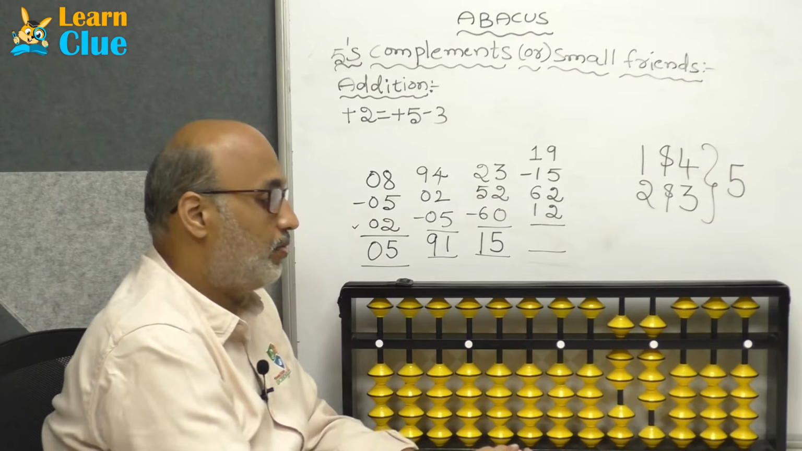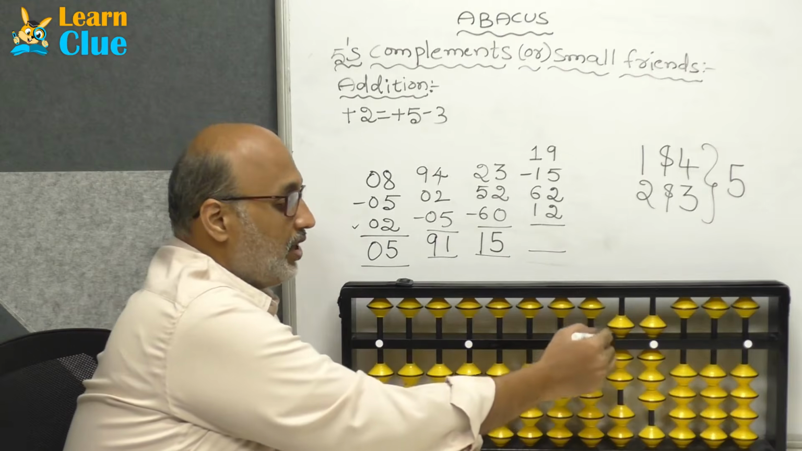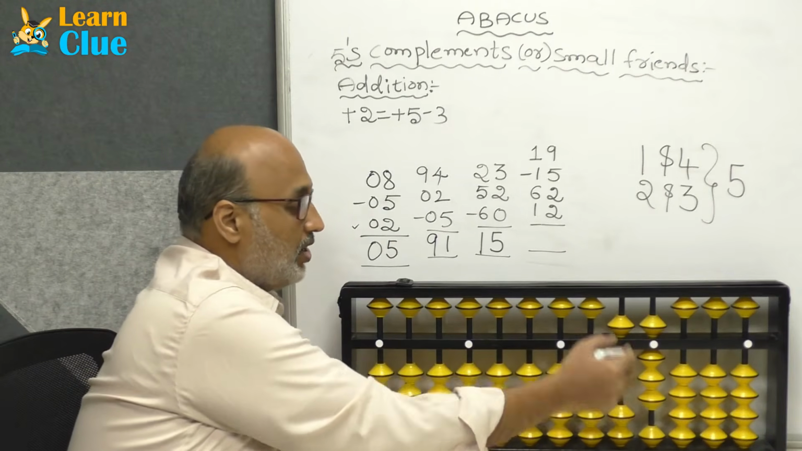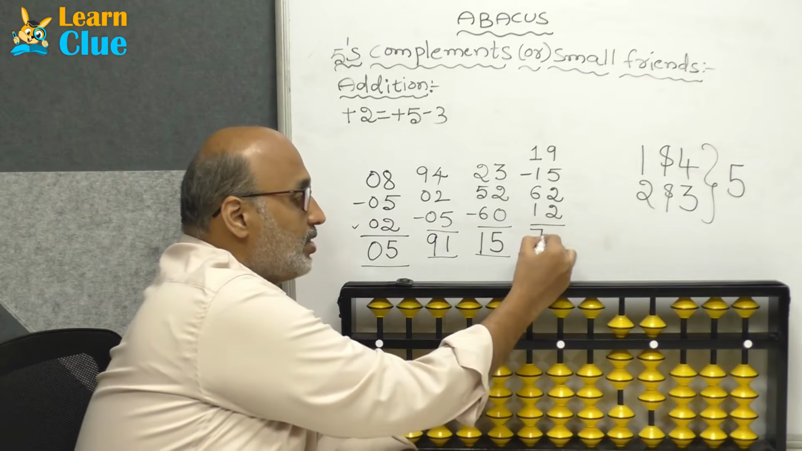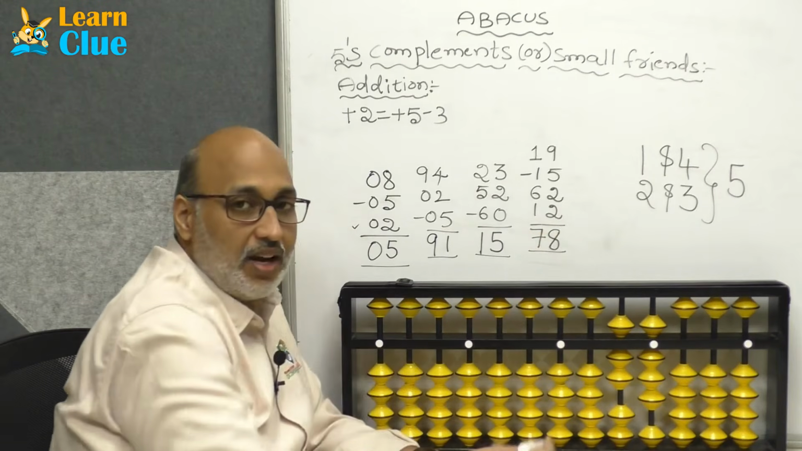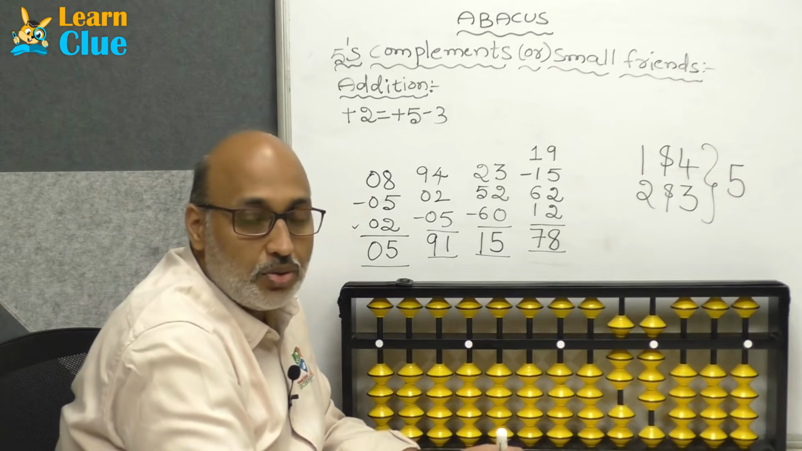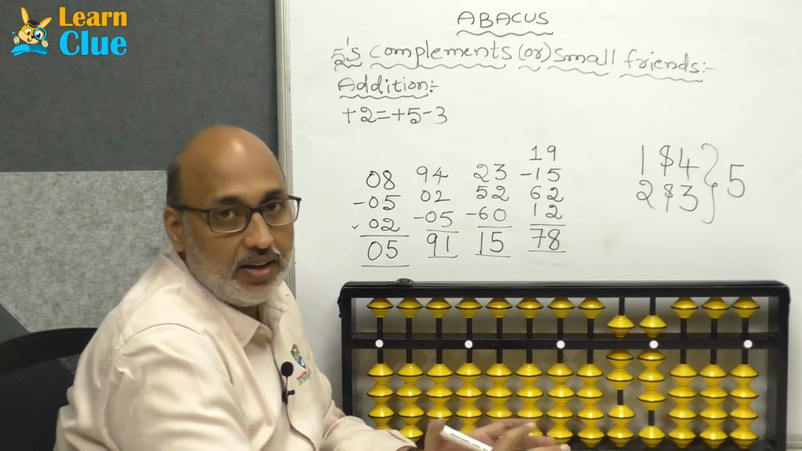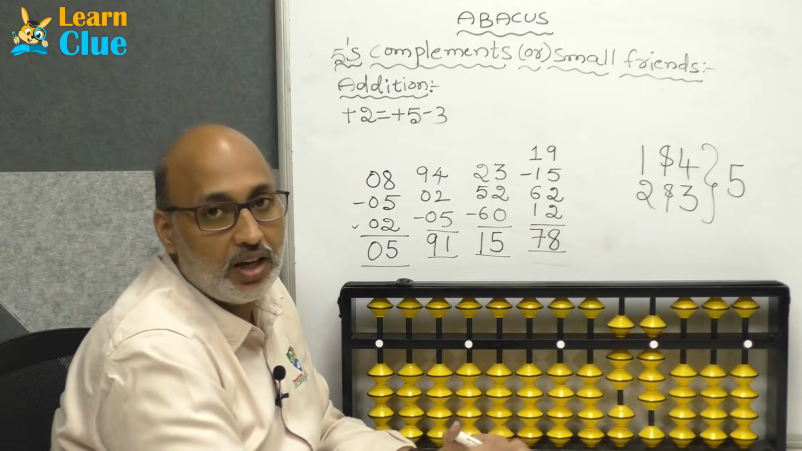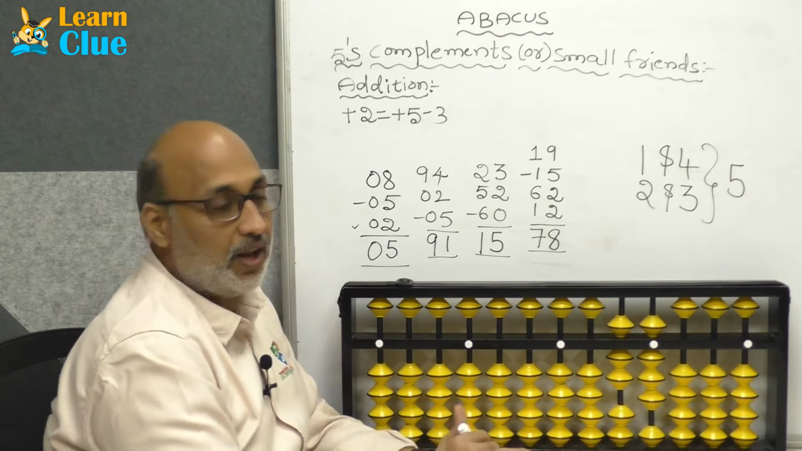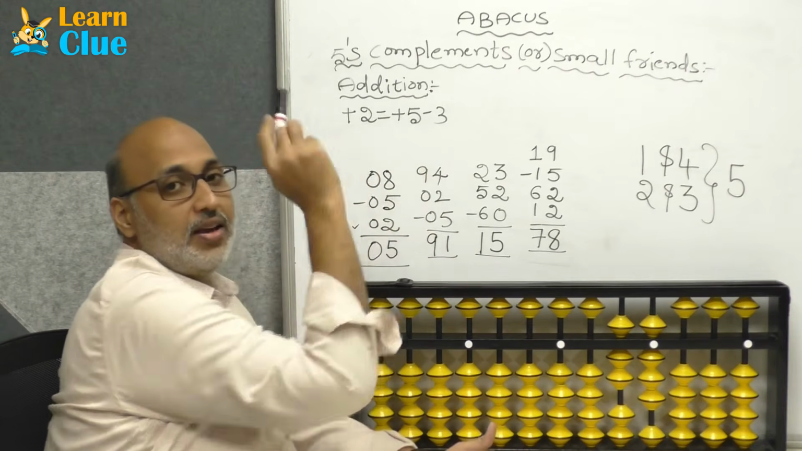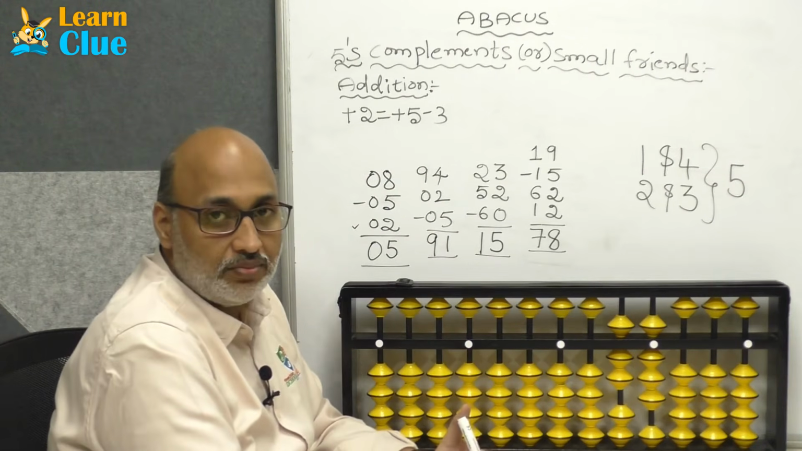Now tell me the answer. What is the answer? It's 50, 60, 70, 75, 76, 77, 78. 78 is the answer. Students, you have to practice this. Then only you will understand easily, only through vigorous practice. Plus 2 is nothing but plus 5 minus 3. Okay? Good.